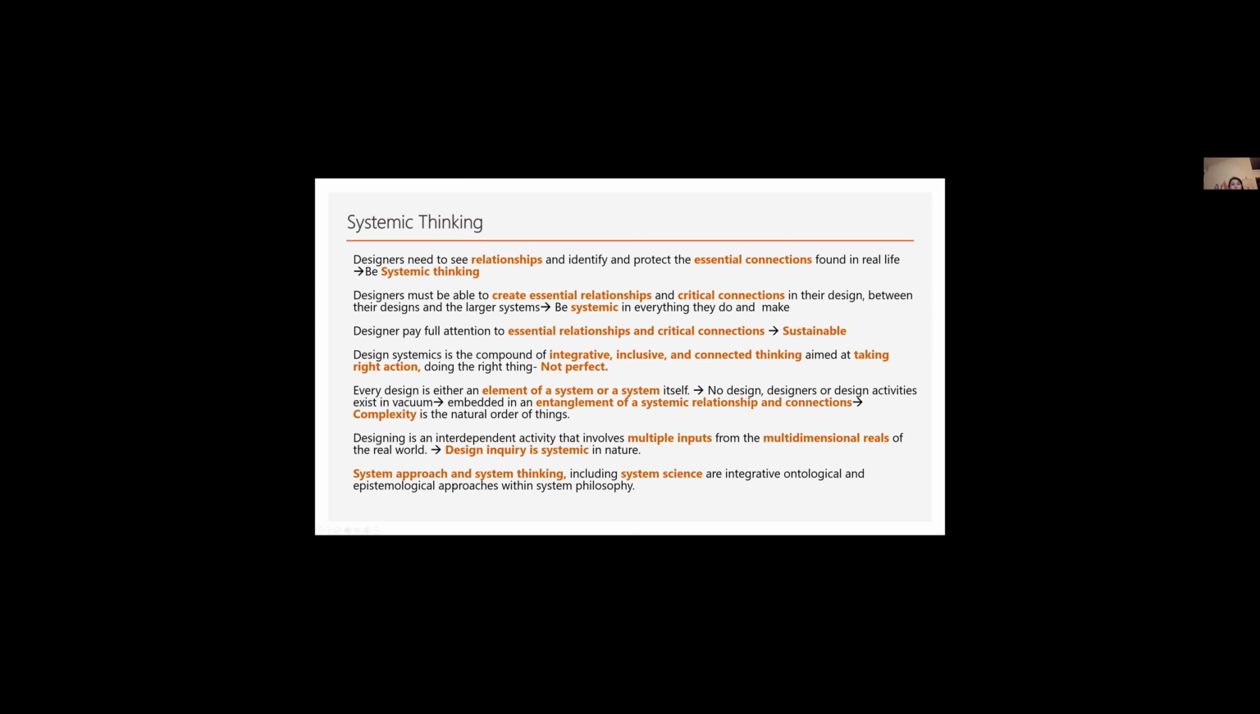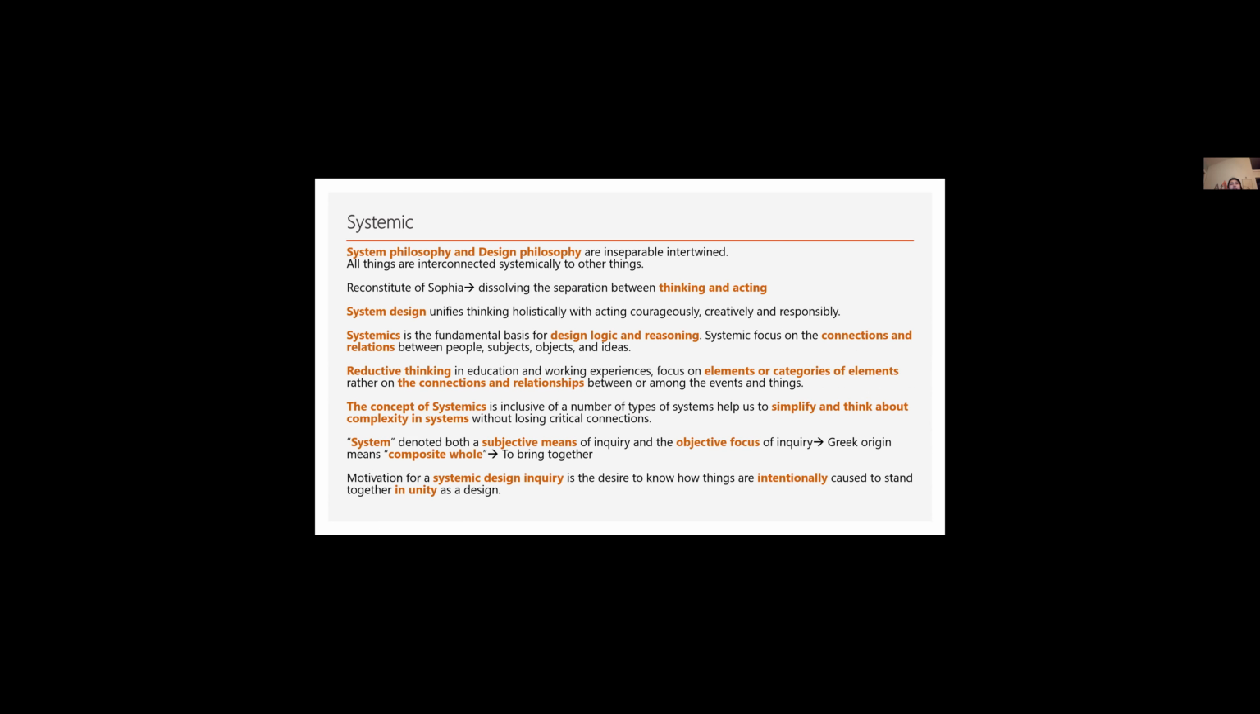So the systems approach and systems thinking include systems science, integrated ontology and epistemology approach within systems philosophy. Systems philosophy and design philosophy are inseparably intertwined. All things are interconnected systematically to other things. We learned earlier about how, in Plato's day, they separated thinking and acting. And now systems actually help us bring it back, the thinking and acting. Systems design unifies thinking holistically with acting courageously, creatively, and responsibly.